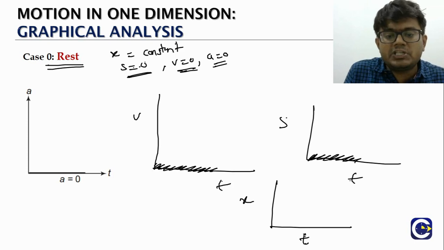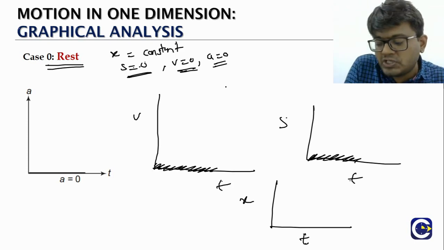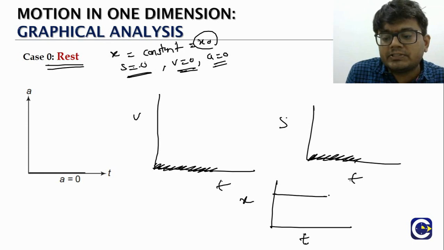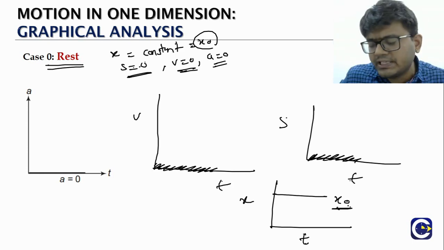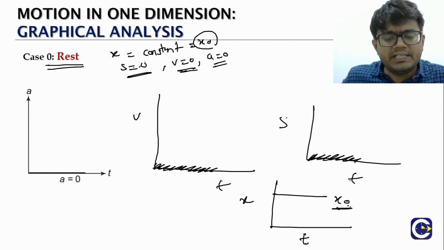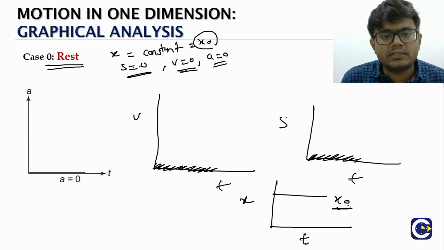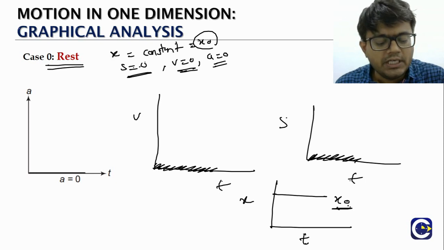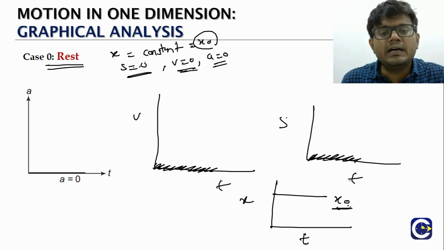What about the position-time graph? Let us say it has an initial position of x0; that is going to remain constant. If the initial position is 0, the origin, then that is going to remain constant. So whatever the initial position is, it is going to remain constant. So this is the graphical representation of the situation of rest, which we are calling case 0.